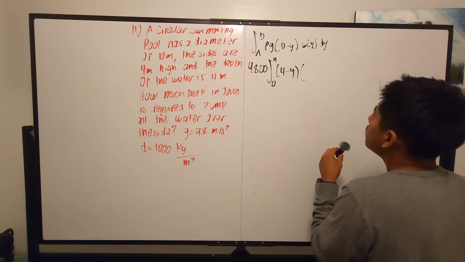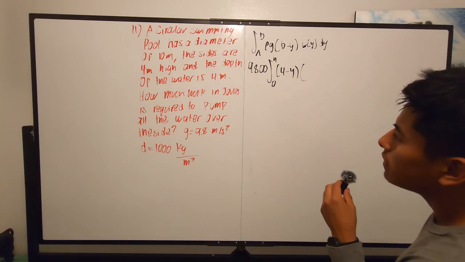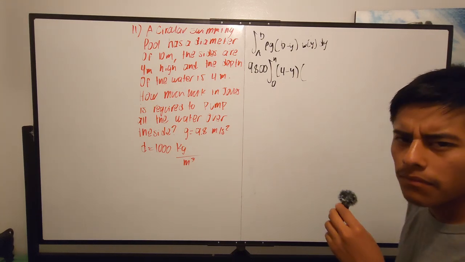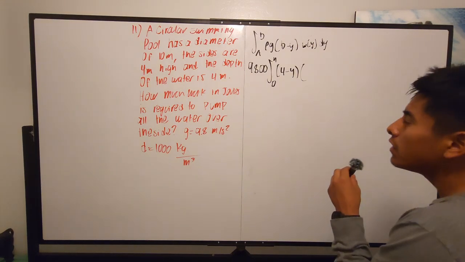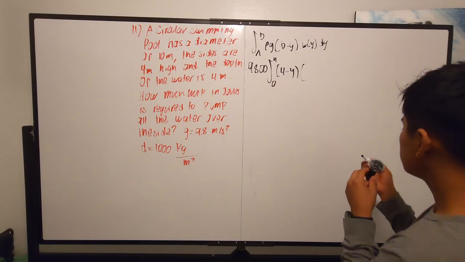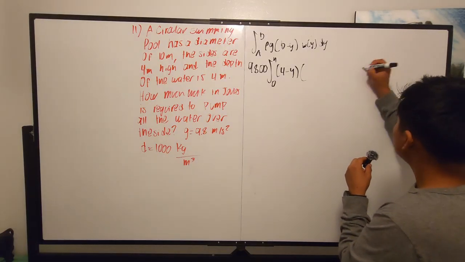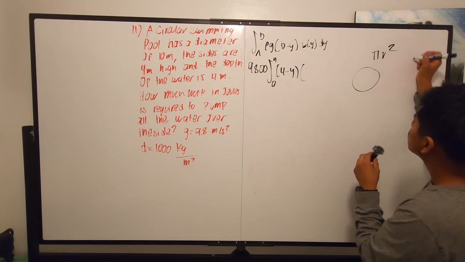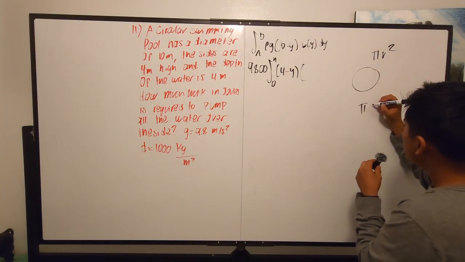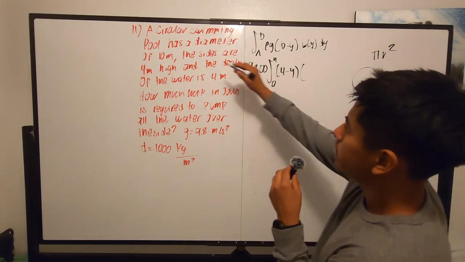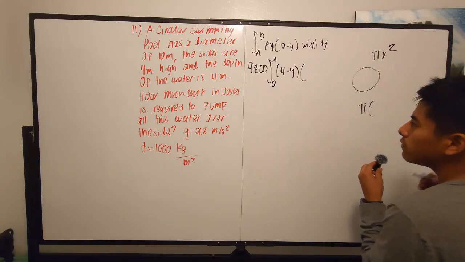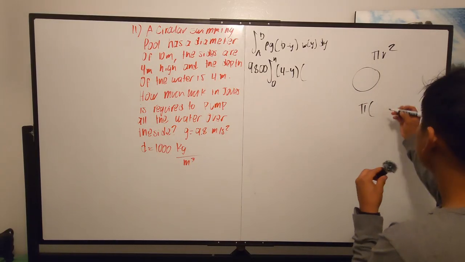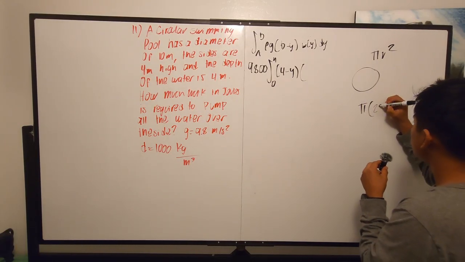And then we have w of y, which is going to be the area of the cross section of the pool, which we are told is a circular swimming pool. So the area of a circle is pi r squared. We know that the diameter is 10, so the radius is half of that, which is 5, and then we square that, so that's 25.